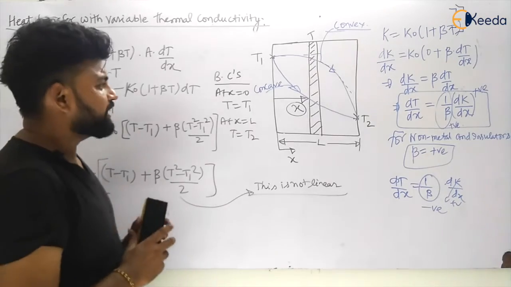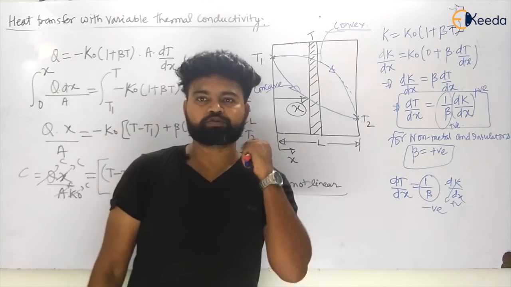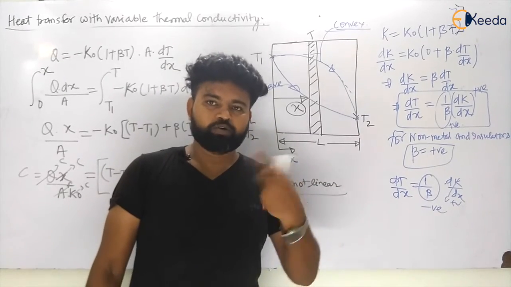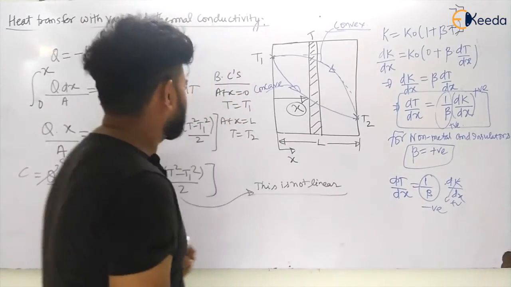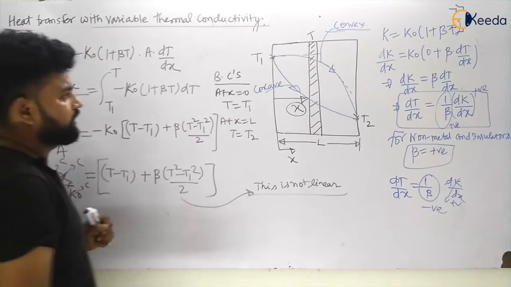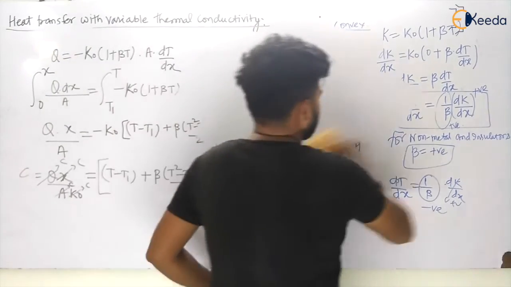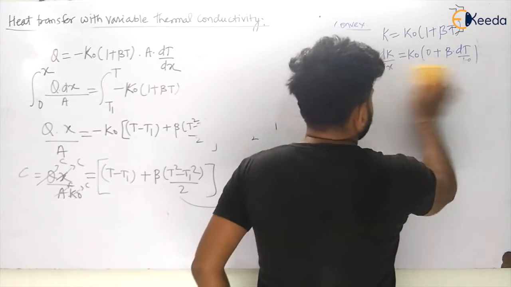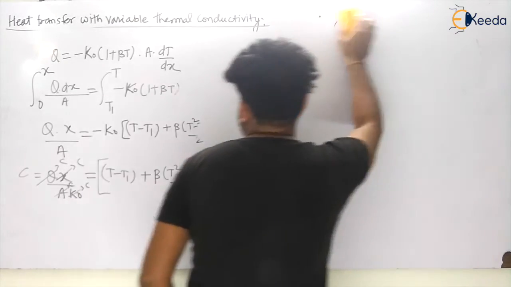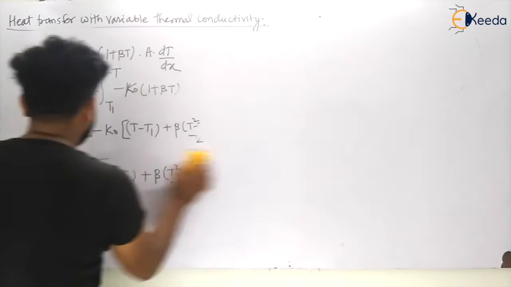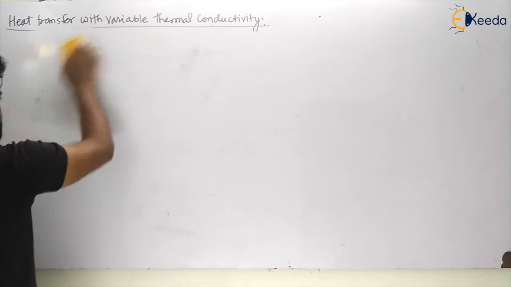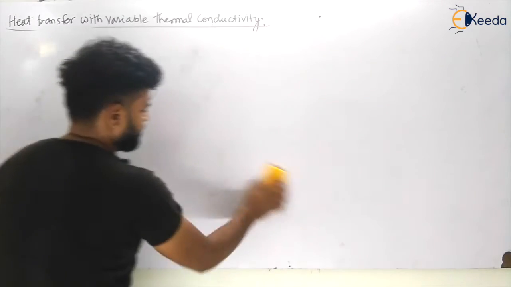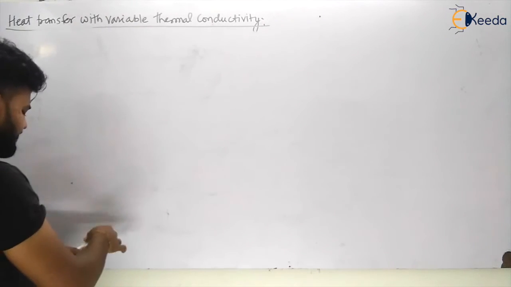So let us discuss the second case, that is for cylinder, and how there will be heat transfer in the cylinder. We have discussed the first case, which was the plane slab. Now let us discuss the second case, that is heat transfer inside a cylinder for variable thermal conductivity, that is, if thermal conductivity is linearly varying, my dear students.